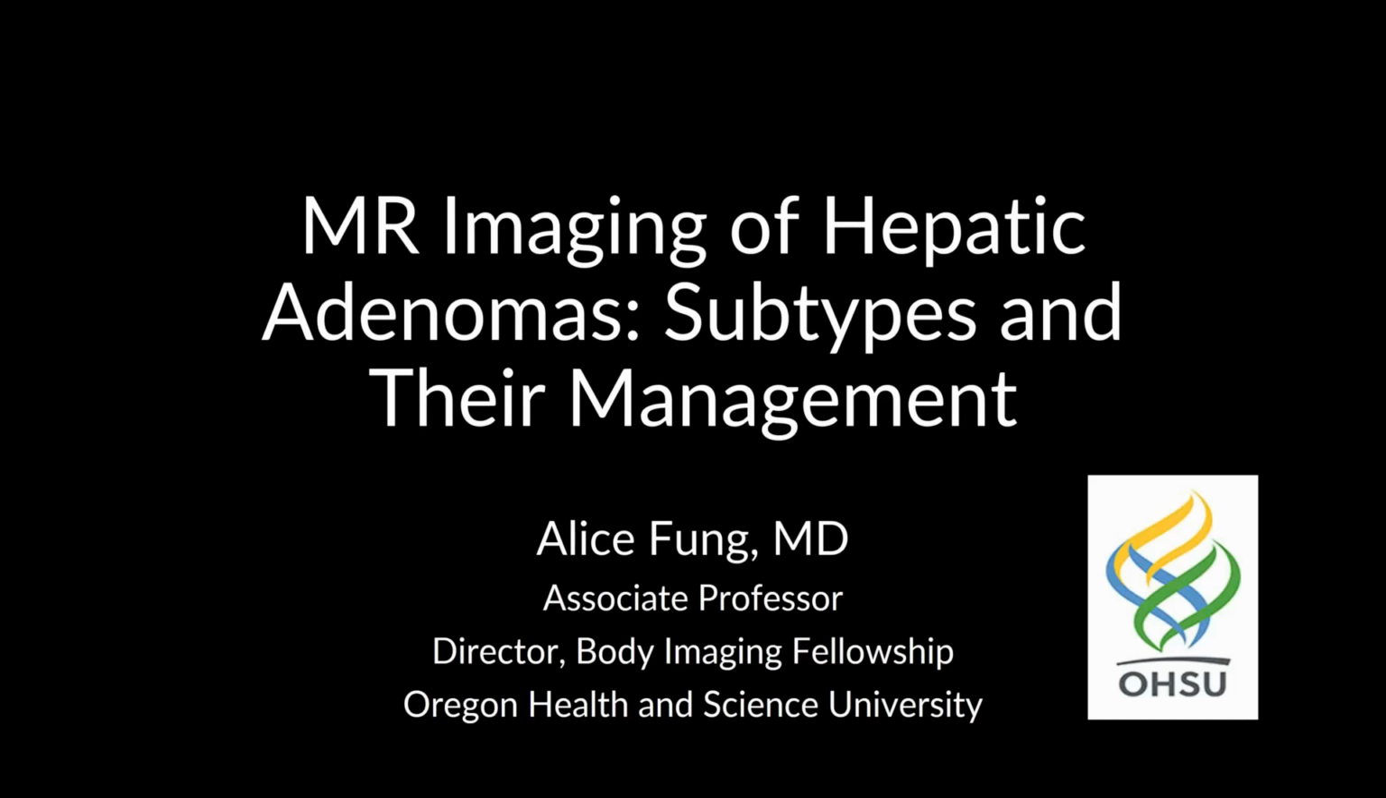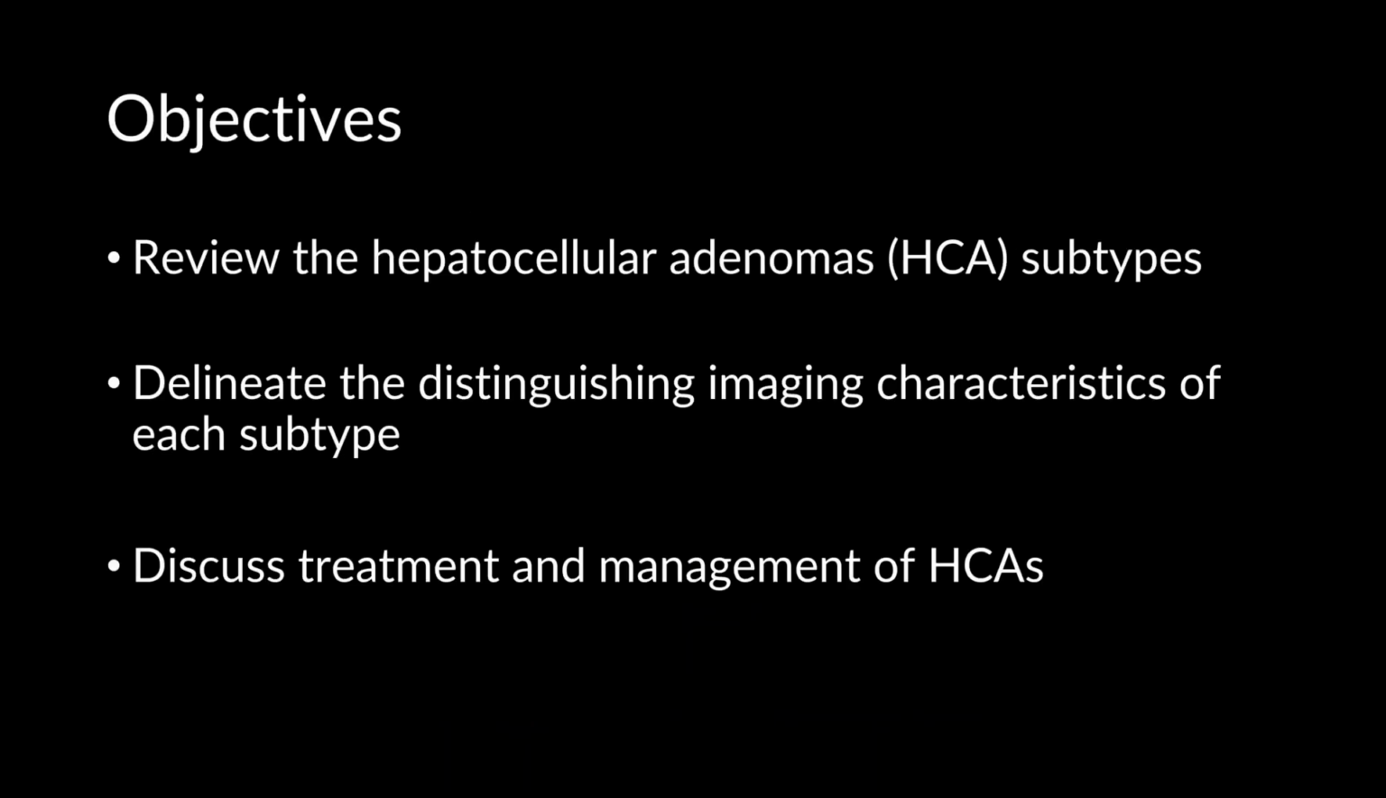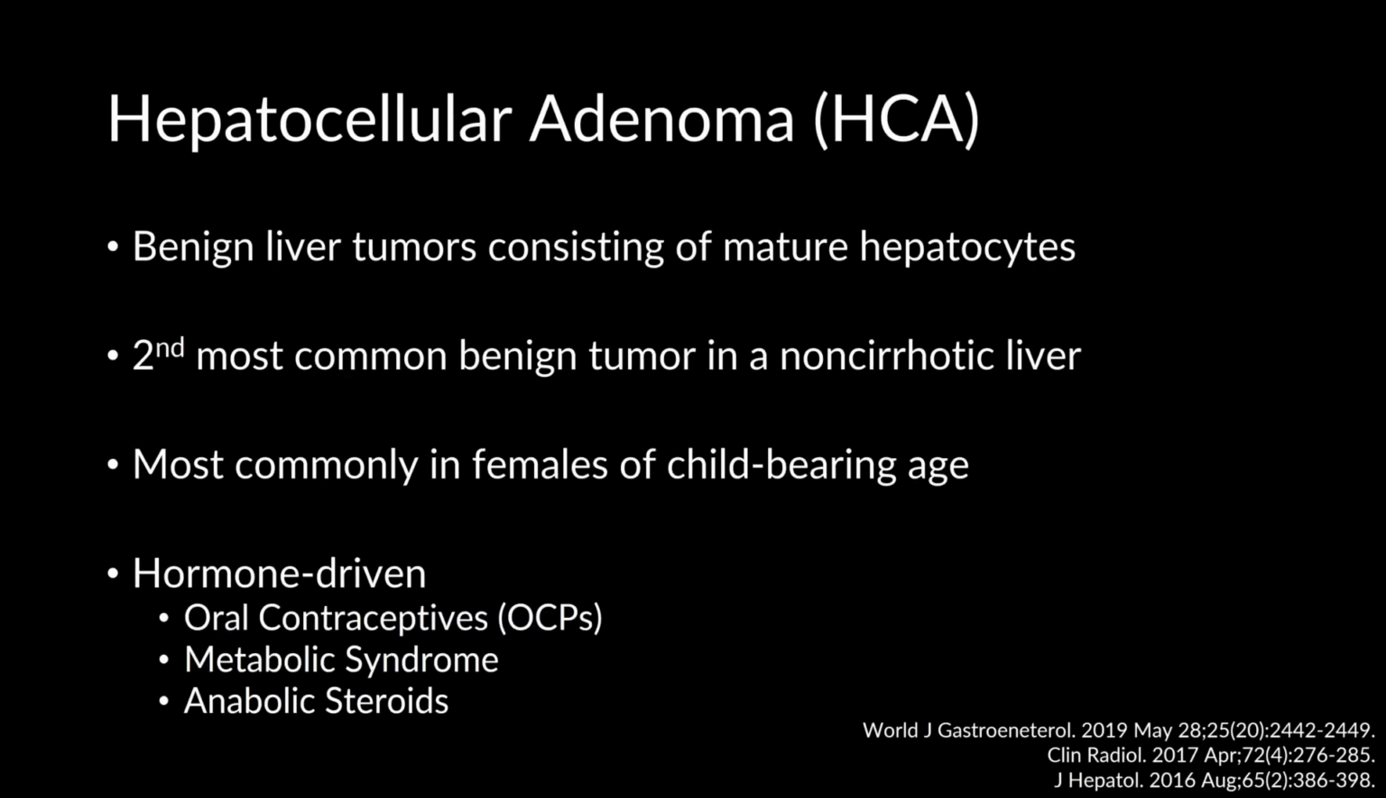So today we're going to talk about MR imaging of hepatic adenomas with their subtypes and management. I'll be reviewing the subtypes as well as delineating their distinguishing imaging characteristics, as well as talking about treatment and management of adenomas. So hepatocellular adenomas are benign liver tumors consisting of mature hepatocytes. They are the second most common benign tumor in a non-cirrhotic liver, FNH being the most common, and these are about 10 times less common than FNHs.